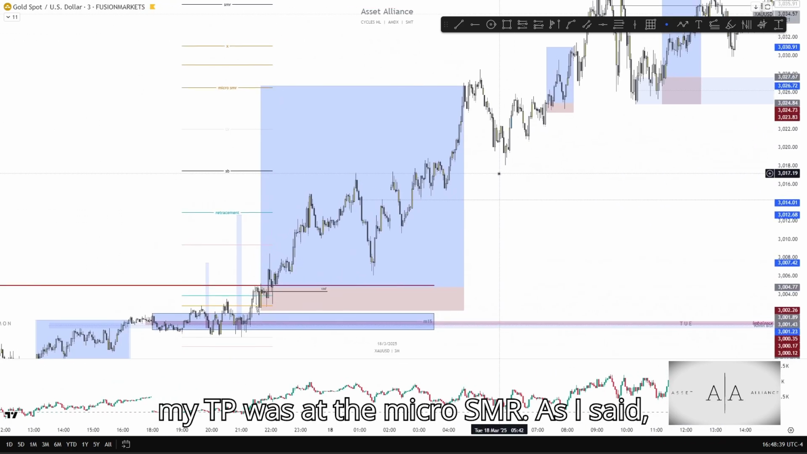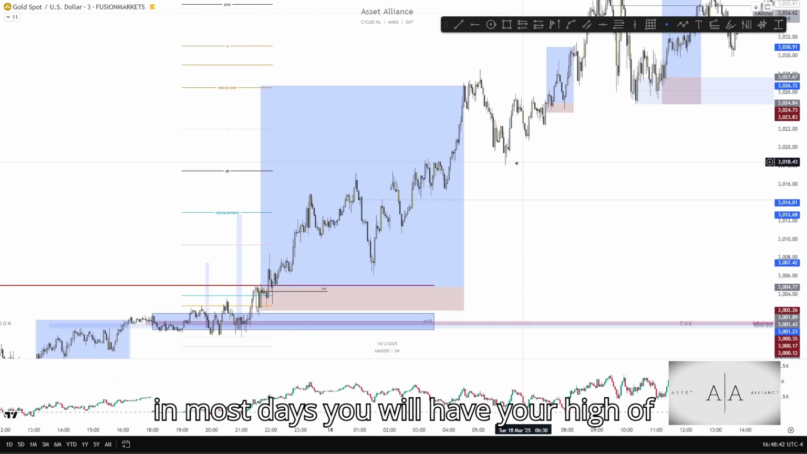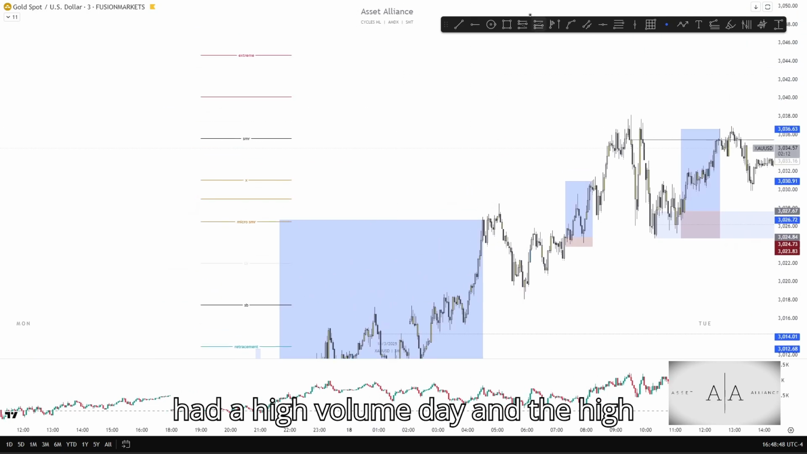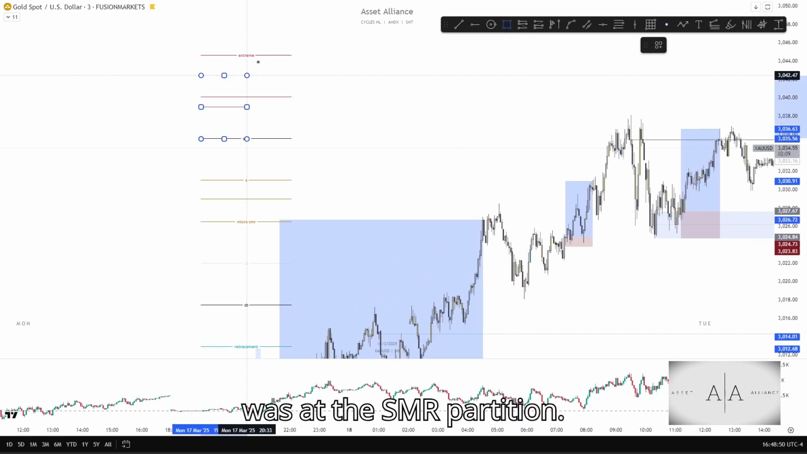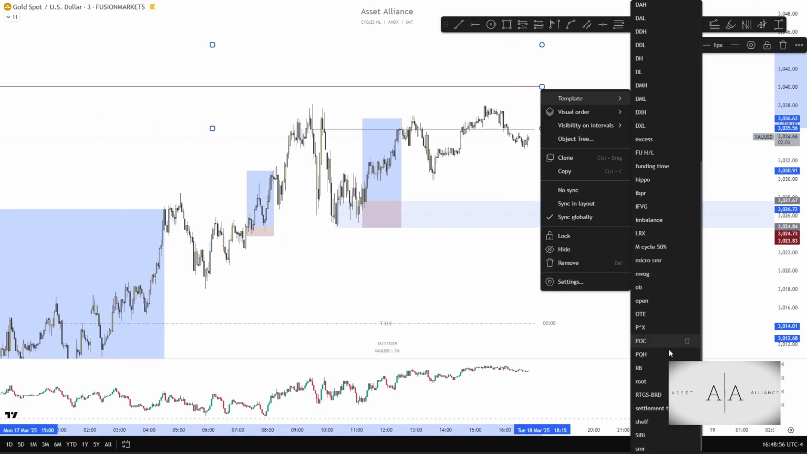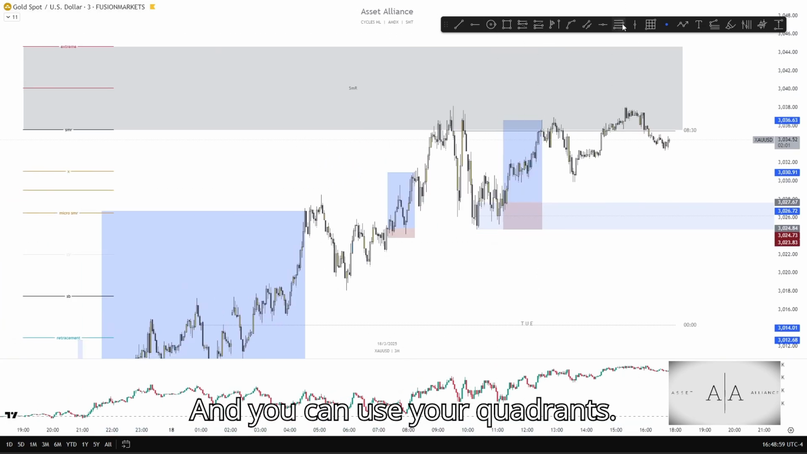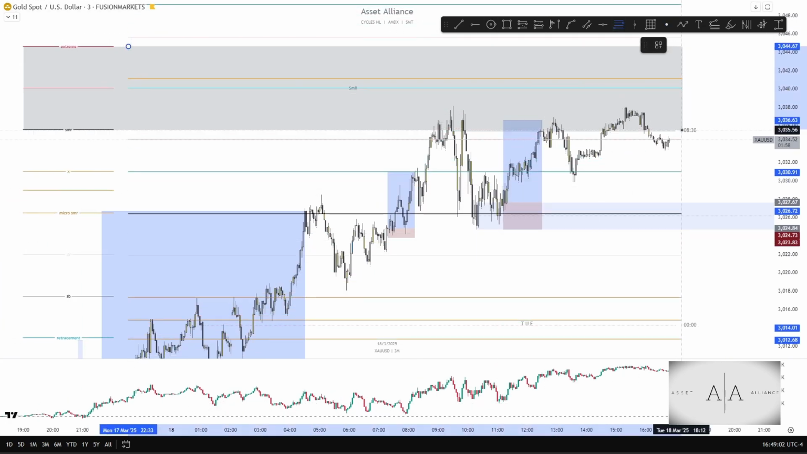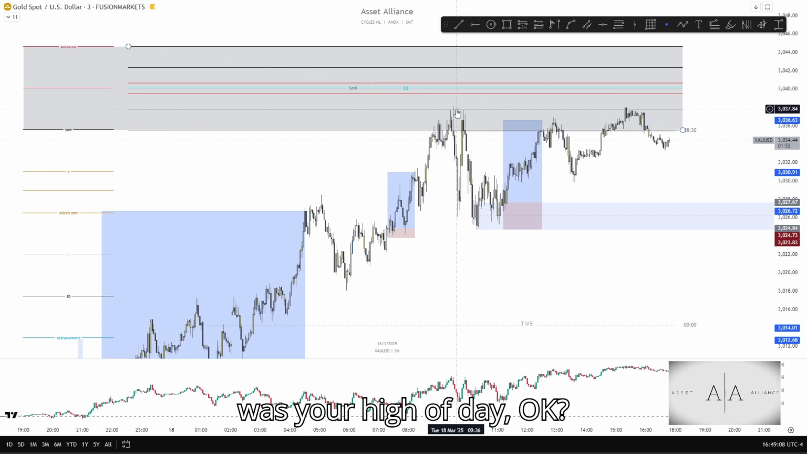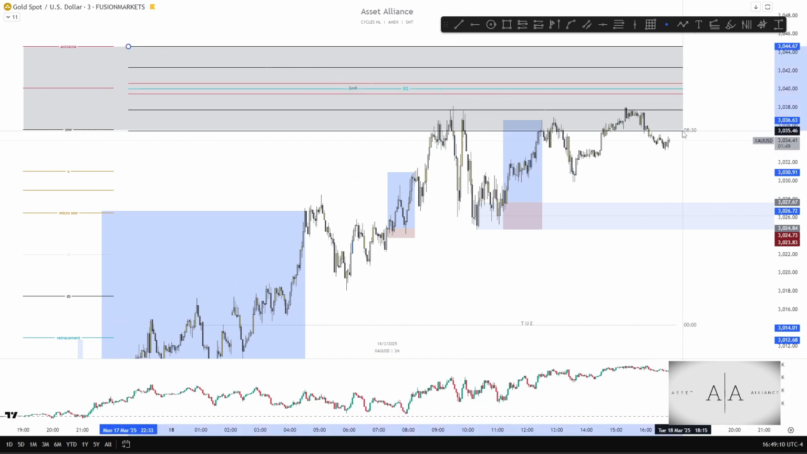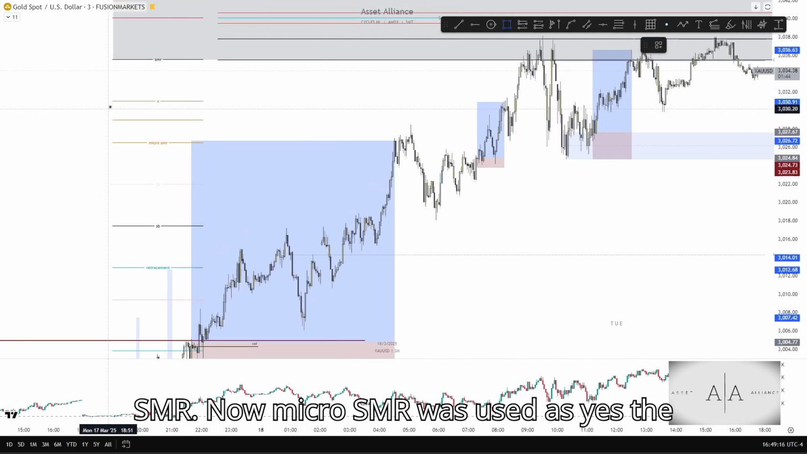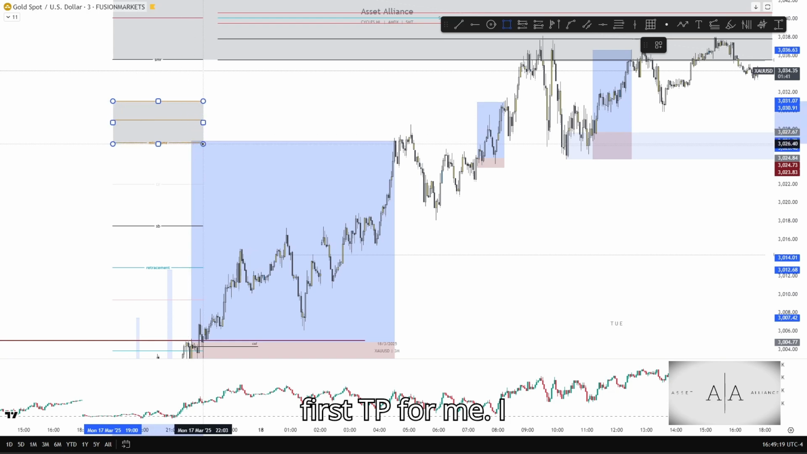Now, my TP was at the micro SMR, as I said. In most days, you will have your high of day getting created in micro SMR. Now we had a high volume day, and the high was at the SMR partition. And you can use your quadrants inside of it, right? So this was your high of day. So SMR partition, high of day was in the SMR. Now micro SMR was used as the first TP for me.